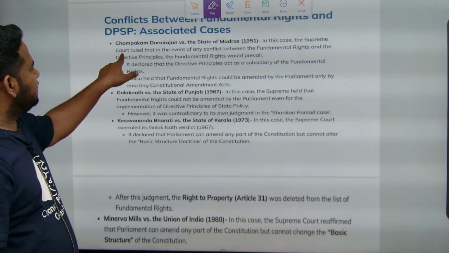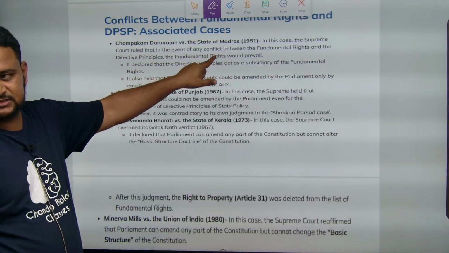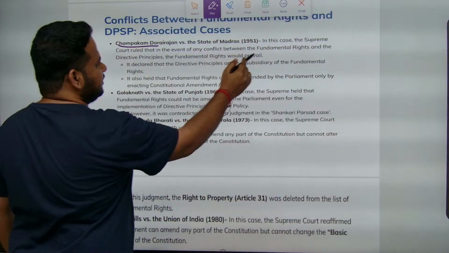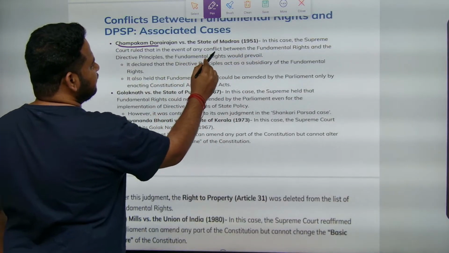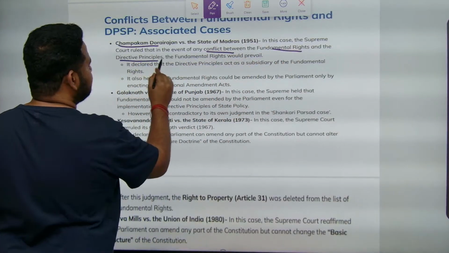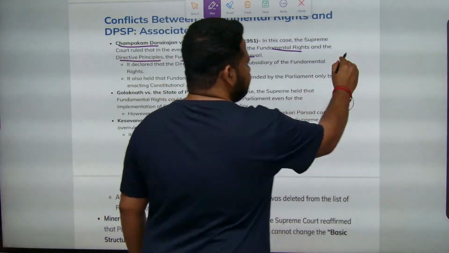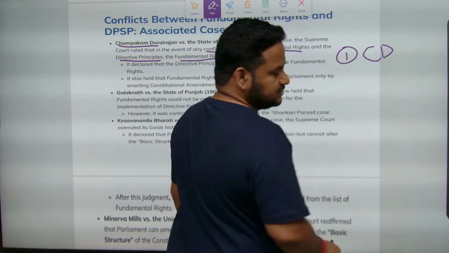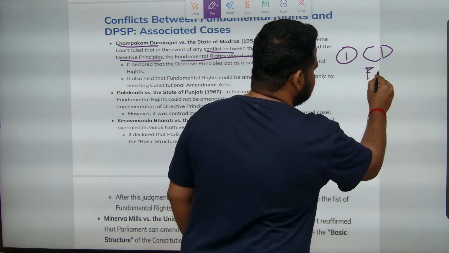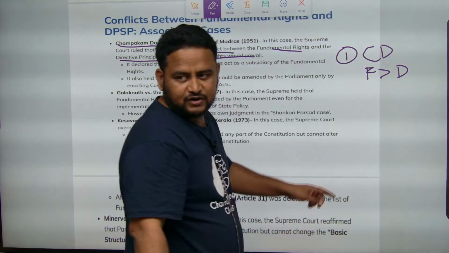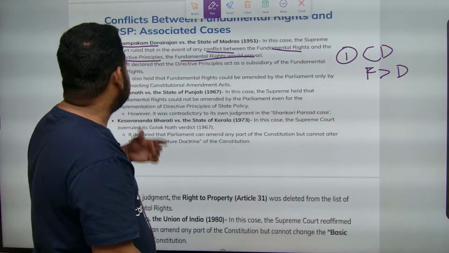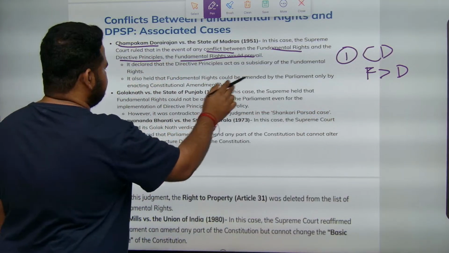So in the Champakam Dorairajan case, State of Madras, the Supreme Court ruled that in an event of conflict between fundamental rights and directive principles, the fundamental rights would prevail. First of all, remember CD, that is Champakam Dorairajan. What does it say? Fundamental rights are greater than DPSP. Fundamental rights are greater than DPSP.